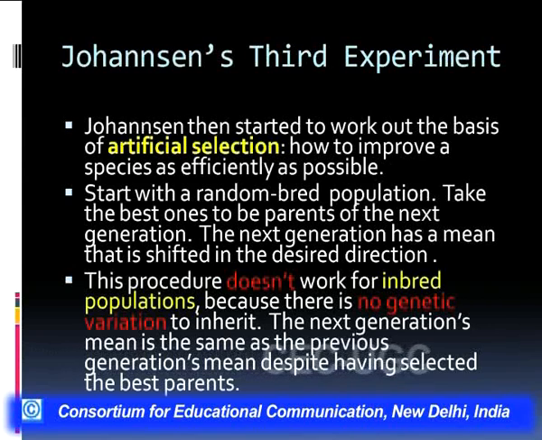Needless to say, this procedure is absolutely unworkable if we are talking about inbred populations, because in inbred populations there is no genetic variation, and if there are no genetic variations to inherit, then how are the new recombinants going to come? So, even if we select the best parents, we go on and on breeding them, no new combinations are going to arise.